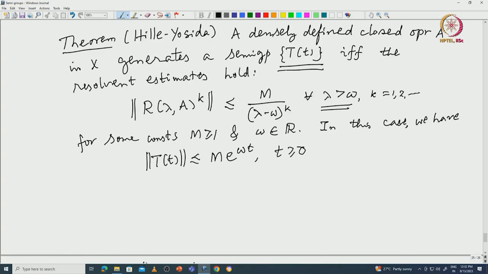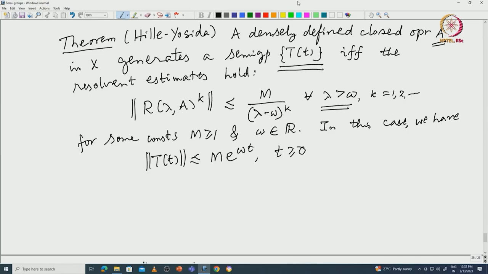and show that it is a semi group with appropriate bounds, then we have to show that its generator is precisely A. Okay. So, there are two parts. Given A, first construct the semi group T(t), and show that its generator is precisely A. Okay.